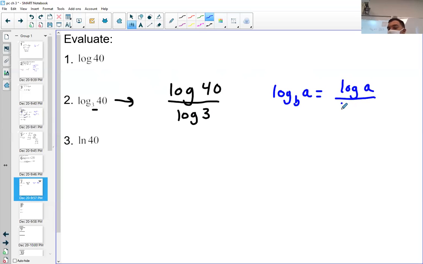You don't have a button in the calculator that has log base 3. So we have a button for this one, so we could just do that. And we have a button for this one. And it's just always the log of the top number over the log of the bottom number.